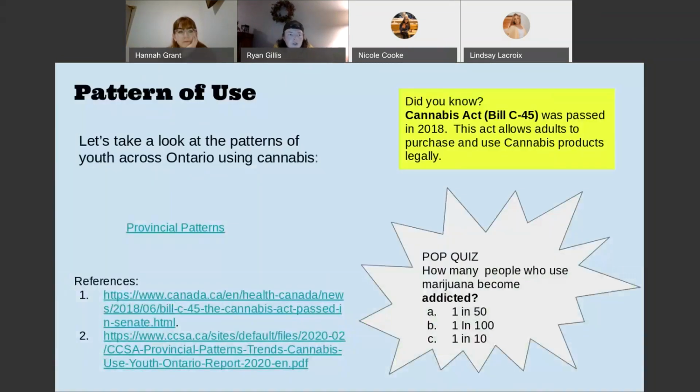When we look at the patterns of use among youth across Ontario, we actually have a really interesting little graphic here.